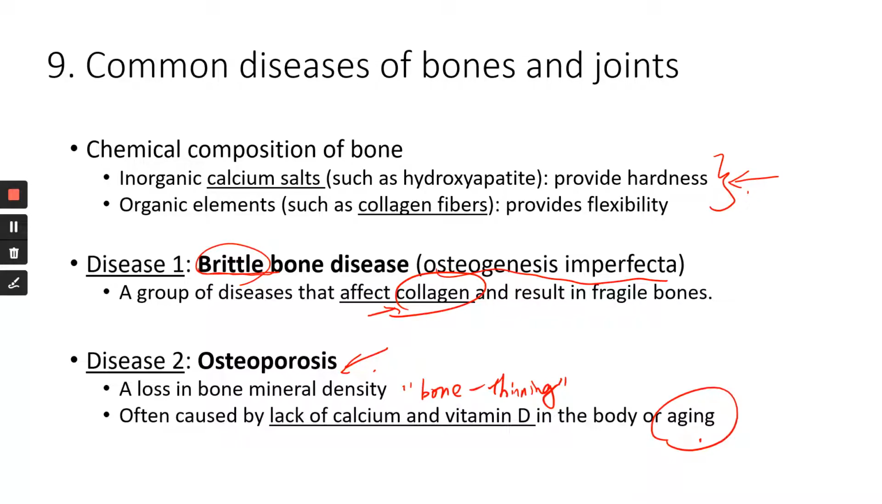Sometimes it's also caused by natural aging, especially for women, because you also have a decline in estrogen, which is important for healthy bones. So with declining estrogen and with aging, a lot of older women tend to have osteoporosis.